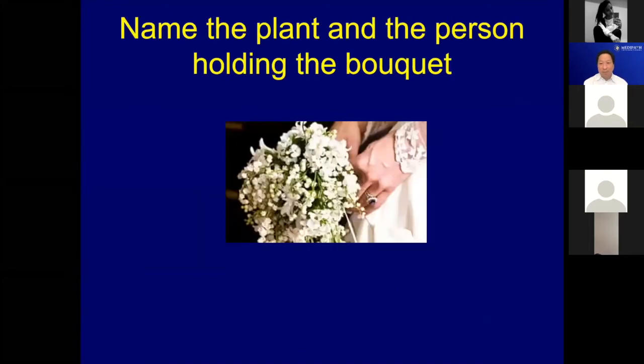Next slide. So name the plant and the name of the person holding the bouquet. This is a very famous person. And the hint is, if you look at the ring, it might give you a clue. Well, that was Princess Diana's ring. That's right. So this is Kate Middleton. And what is the plant? Well, if you looked at the last slide, you would have seen it. This is Kate, next slide.